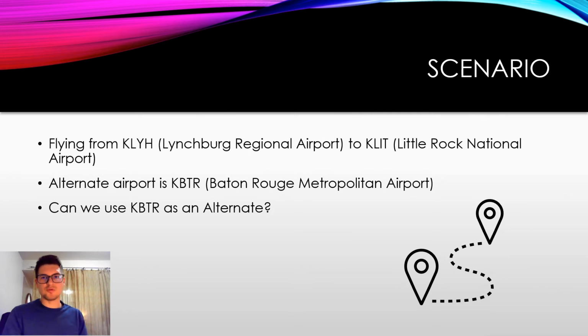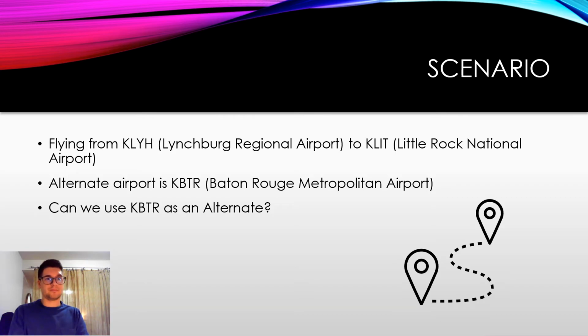Alright, so our situation is that we're flying from KLYH, Kilo Lima Yankee Hotel, which is Lynchburg Regional Airport, to KLIT, Kilo Lima India Tango, which is Little Rock National Airport. As an alternate, we're using KBTR, Kilo Bravo Tango Romeo, which is Baton Rouge Metropolitan. And the question is, can we use Baton Rouge as an alternate?